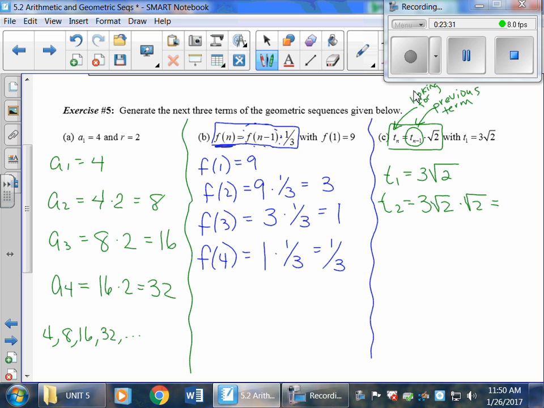Okay, so rad 2 times rad 2 is 2, and 3 times 2 is 6. The third term is my previous term times rad 2, which is 6 rad 2. And my fourth term is equal to my previous term times rad 2, which is 6 times 2, which is equal to 12.